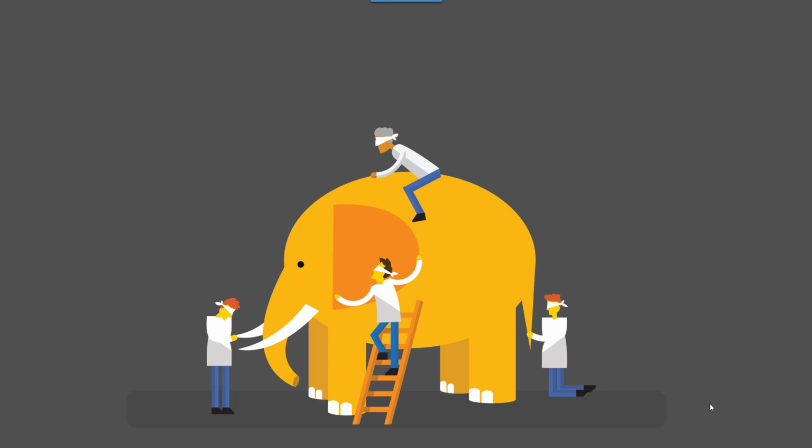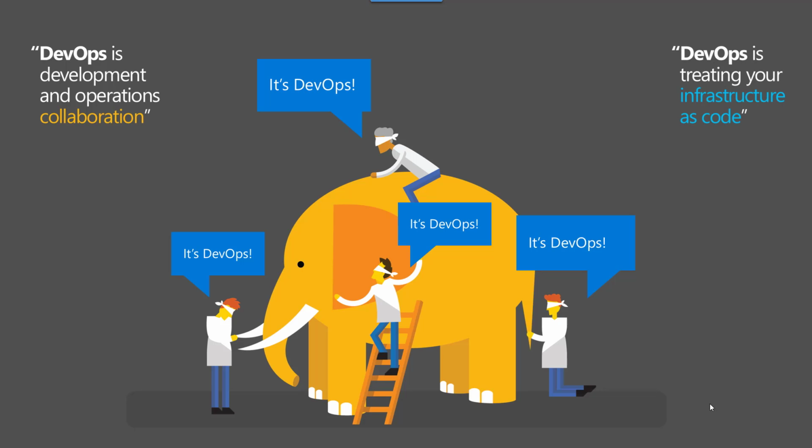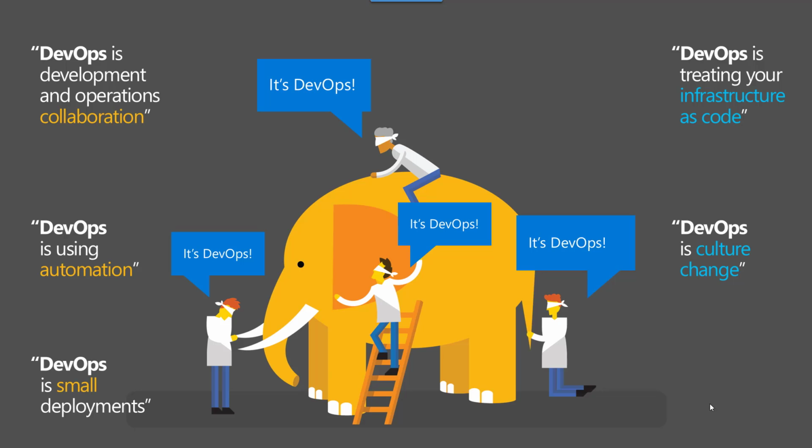DevOps. If we ask what is DevOps, probably we will get different answers or different definitions about DevOps. For some people, it's all about collaboration between development and operations. Some say it's infrastructure as code, and for others, it's all about automation, while others believe it's a culture change. Small or frequent deployments, Kanban for operations, or it's a job title.